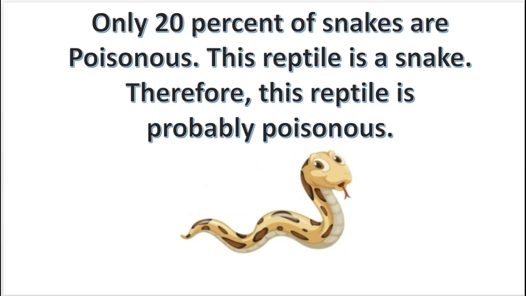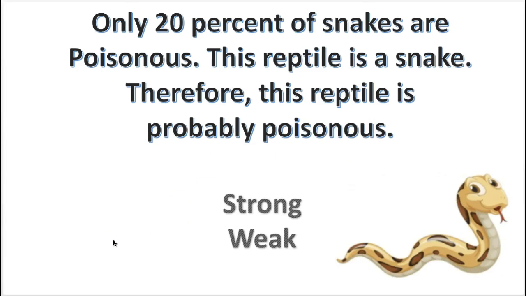Well, here's another practice problem. Listen to this argument. Only 20% of snakes are poisonous. This reptile is a snake. Therefore, this reptile is probably poisonous. Now question, is this argument strong or weak? Press pause because the answer is 3, 2, 1. That's correct. It is a weak argument. Notice that the conclusion only follows with a 20% probability.